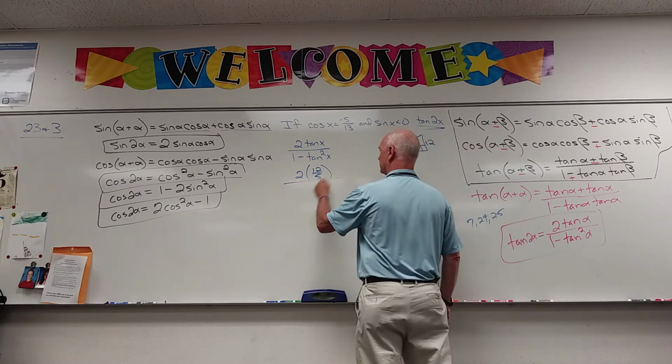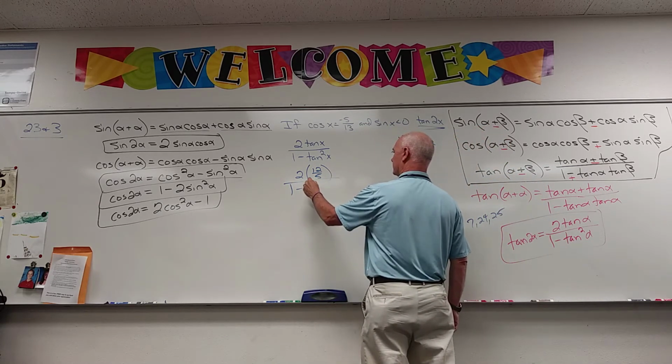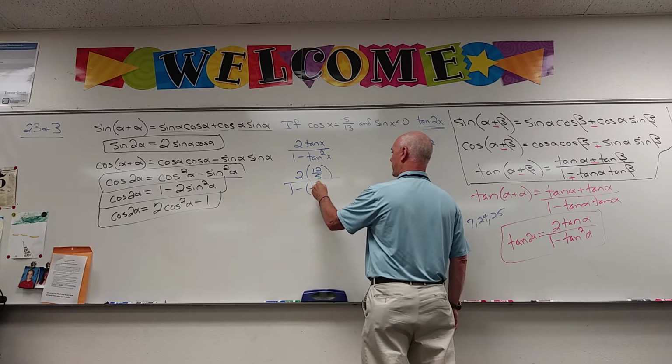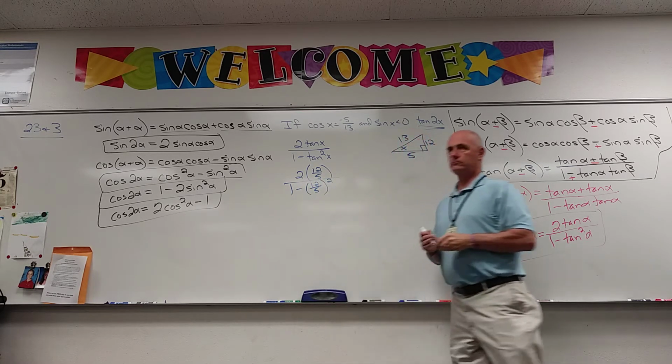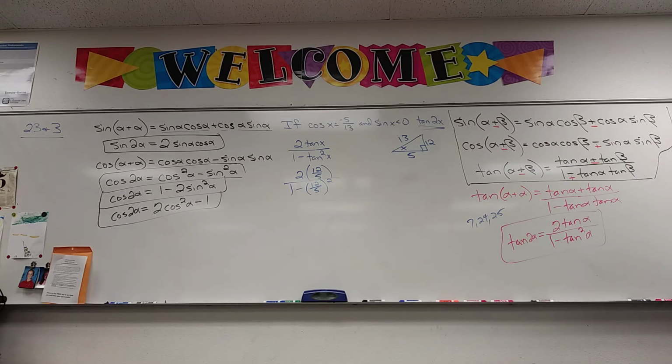Over 1 minus 12 over 5 squared. Is that correct so far? No. By me asking that question, no, it's not. What do I want you to do?